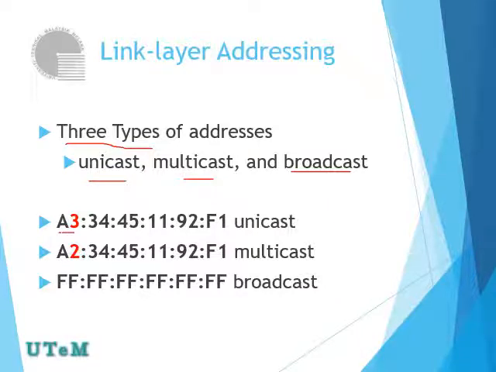Look at the second hexa number, because the address is written in hexa numbers. If the second hexa number is 3, then it is a unicast address. If the second hexa is 2, then it is a multicast address. If all hexa are F, then it is a broadcast address.